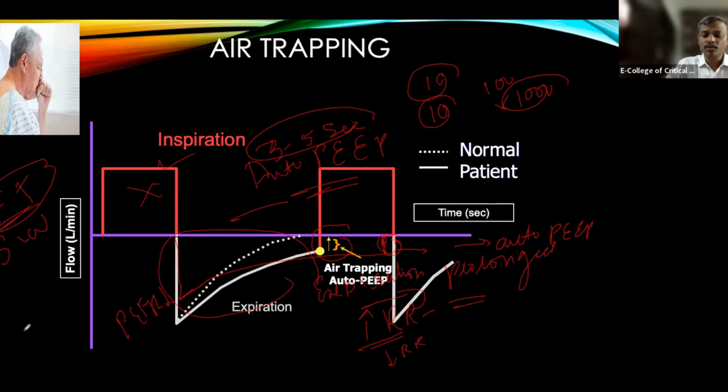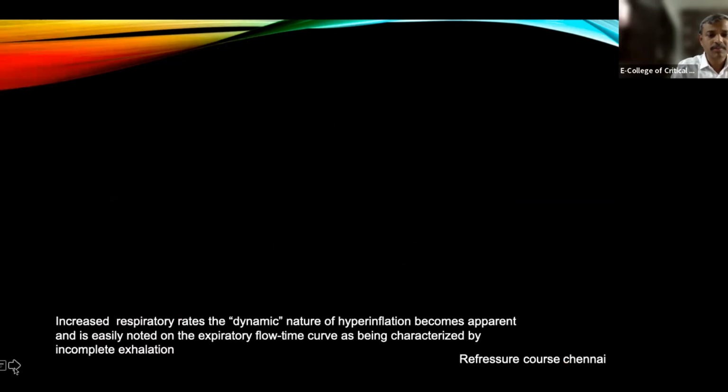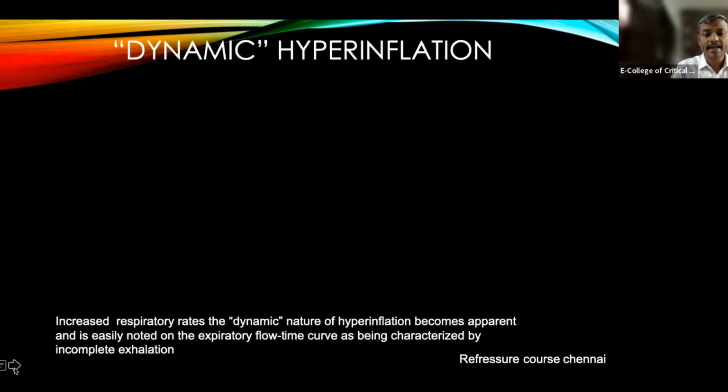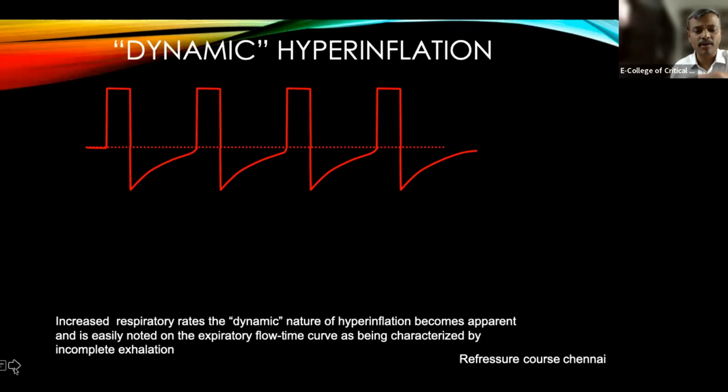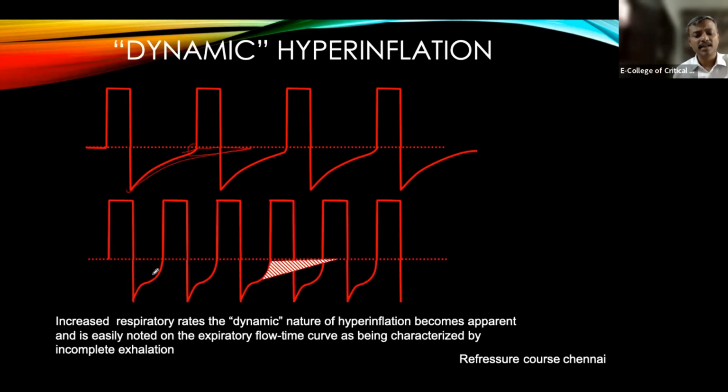Okay, so we'll go to the next slide. This is dynamic inflation. Here again I'm talking about how, when there is dynamic inflation, auto PEEP is there. This is dynamic inflation because the expiration should touch the baseline, but before touching the baseline, another breath is coming. This amount of air is trapped inside the lungs. So how to manage this? Very easily you can manage.